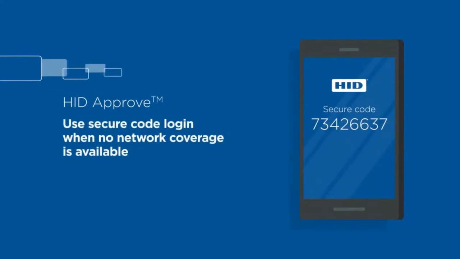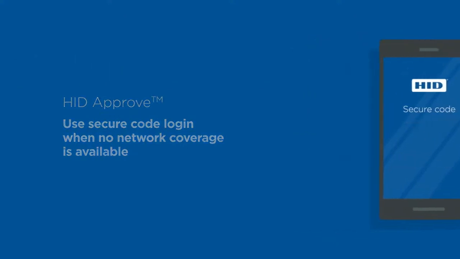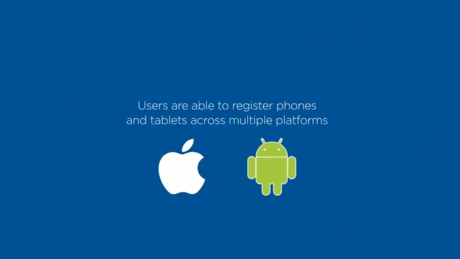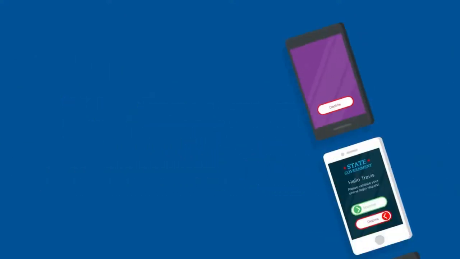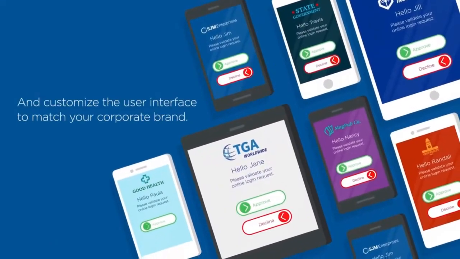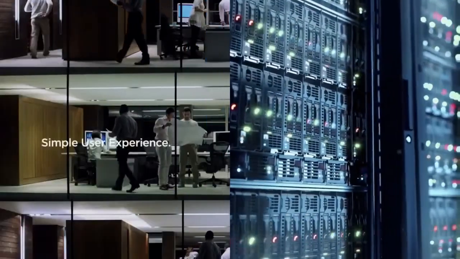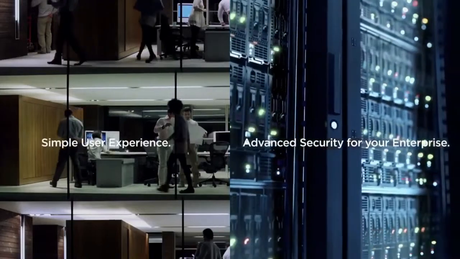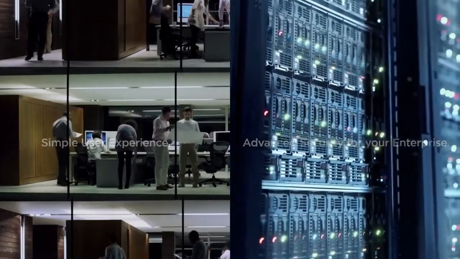HID Approve even works with no network coverage, generating a one-time password token in place of a push notification. So go ahead. Register multiple phones and tablets across multiple mobile platforms. HID Approve offers greater flexibility and convenience for employees and unparalleled security for corporations. And that's something everyone can approve of.